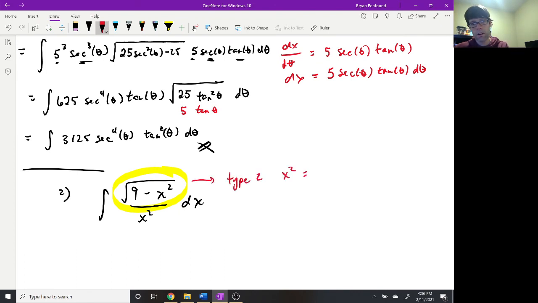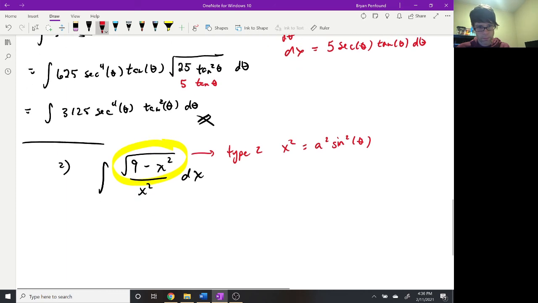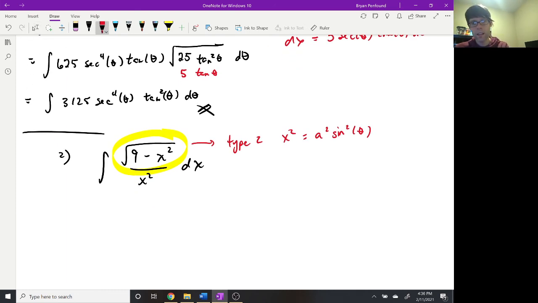So x squared, let's make that equal to a squared sine squared theta. Now, what is a squared? We know that a squared is equal to 9, or a is equal to 3. So I'm going to put that in here as well. So we know x squared is equal to 9 sine squared theta. Applying the square root, we get 3 sine theta.